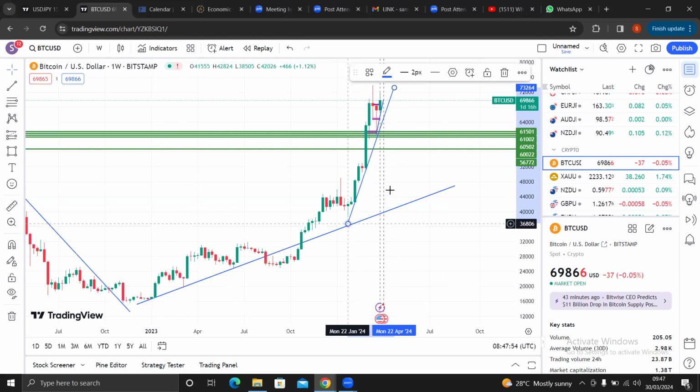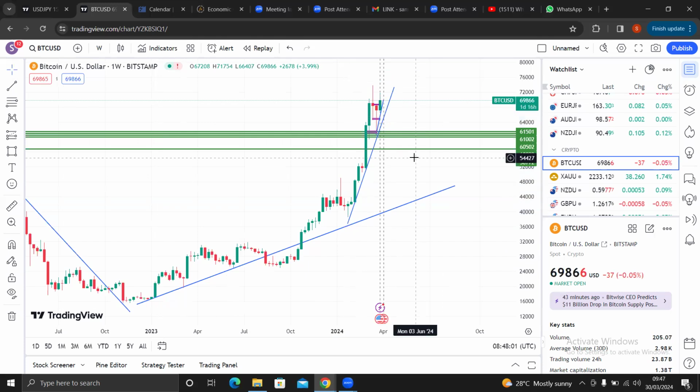So this joining means a support zone. That's what it means. We'll get there. Once the price is resting on it, it means it's respecting that line.